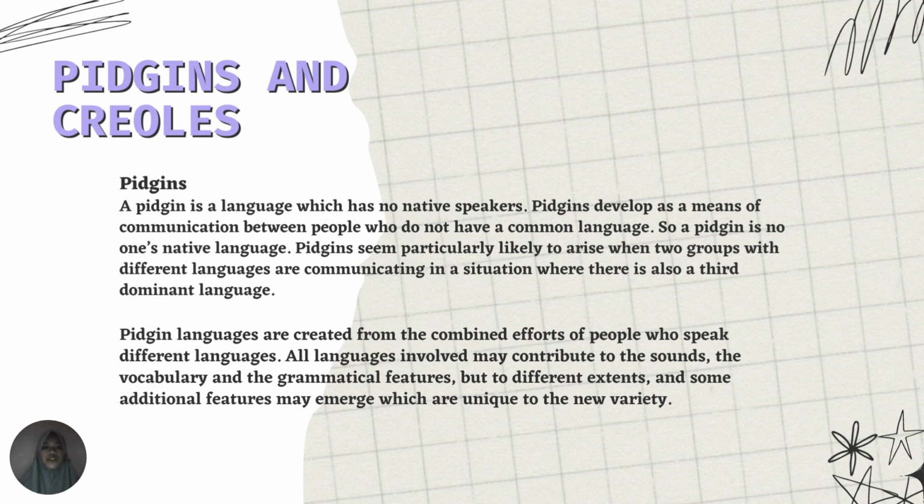Pidgin languages are created from the combined effort of people who speak different languages. All languages involved may contribute to the sounds, the vocabulary, and the grammatical features, but to different extents, and some additional features may emerge which are unique to the new variety.